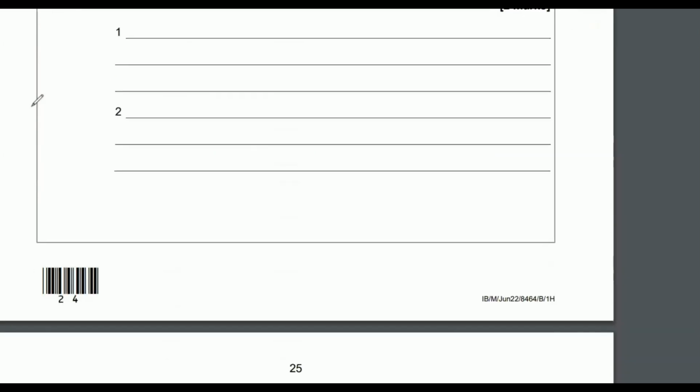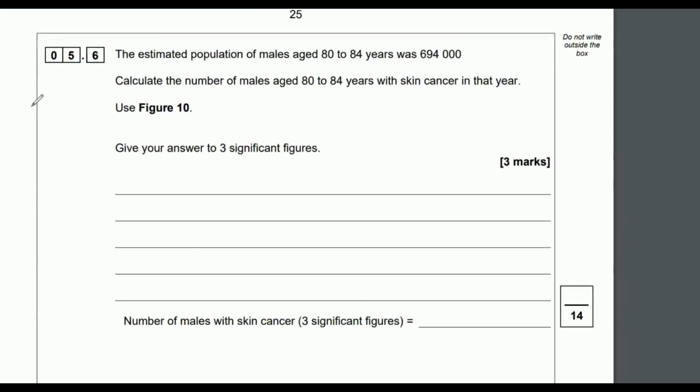So we now zing back down. Where's the calci? There it is. 3 siggy. They want it. So there were 116. Okay. What did that tell us? 116 males per 100,000 had skin cancer. So 116 males per 100,000 had skin cancer.